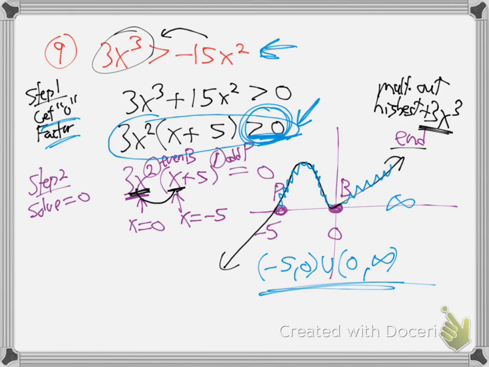Now sometimes they'll say less than 0, and then we'll want the negatives. Then I would want this section. Yeah, so it's going to be one or the other. If they say greater than 0, you want the positives. They say less than 0, you want the negatives. It'll always be one way or the other.